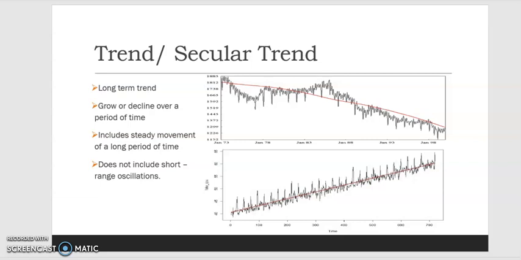The first component that we are going to discuss is the trend, or the secular trend. So trend is nothing but a long-term variation. You can see in the figure given on the screen, there are two sets of data. For each set of data, in the first data, you can see a red color line starting from the top of the curve, slowly moving downwards.